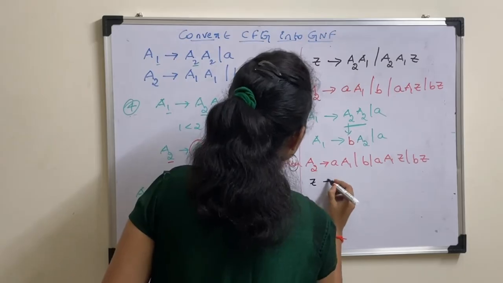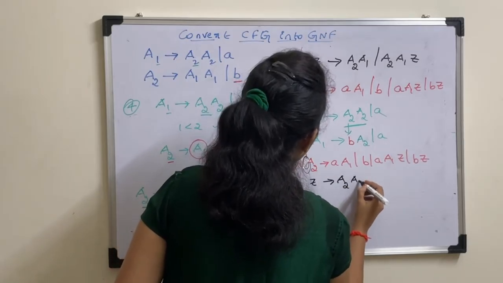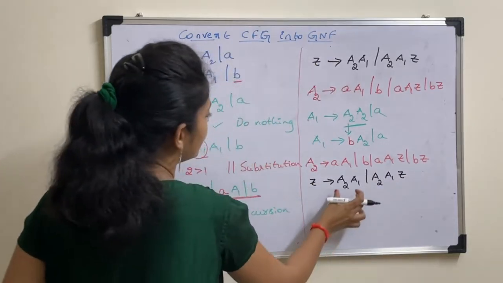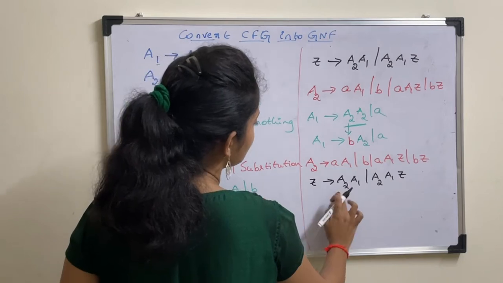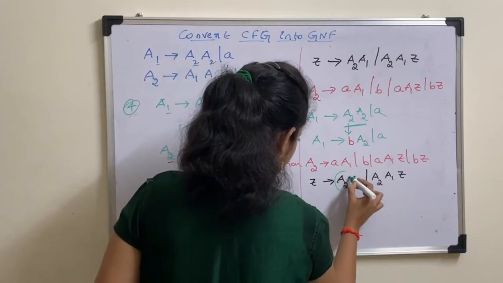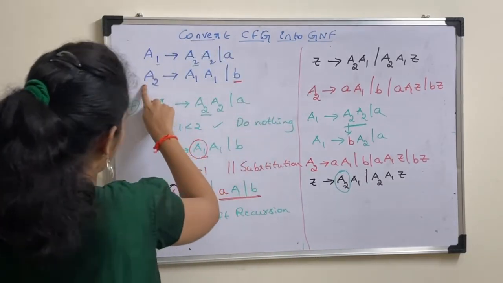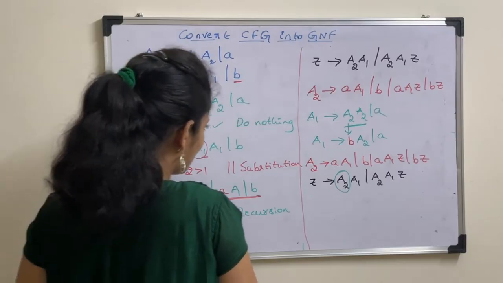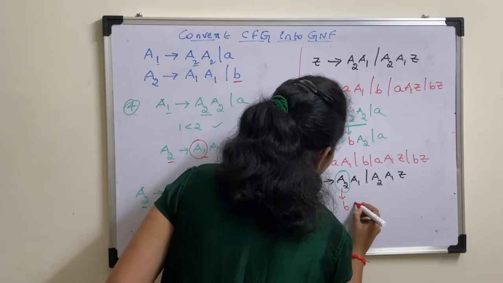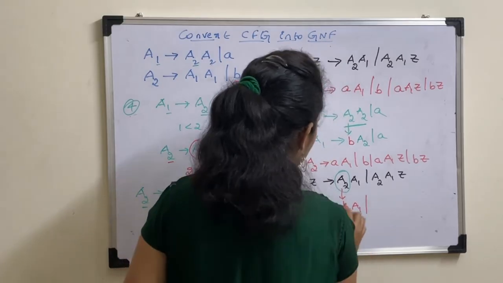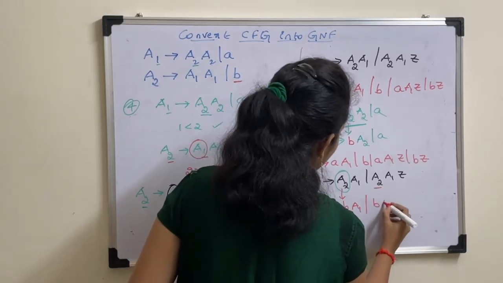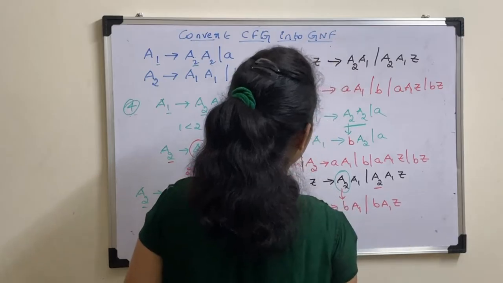So Z derives A2A1 or A2A1Z. Again, we have non-terminals in the RHS. So replace this A2 with the A2 production. So A2 is deriving B. So you can replace that with B. So replace this A2 with B. You will get BA1 or again here A2, BA1Z.